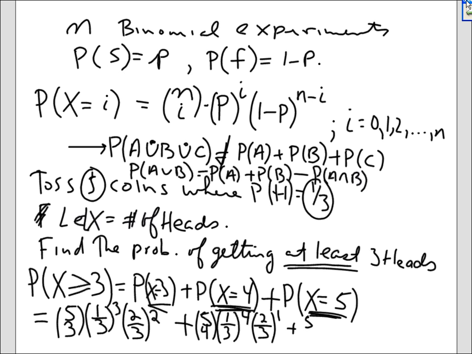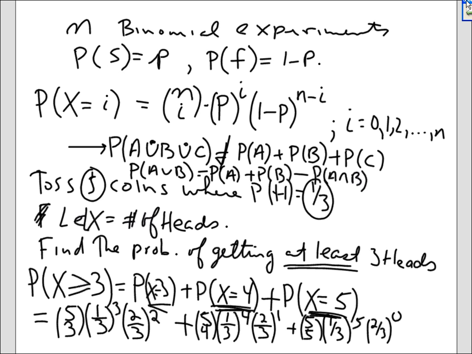Plus, the probability that x is equal to 5. Well, from the 5 slots, you want all 5 to be H's. Probability of H is 1/3 to the 5th times the probability of not an H. You want none. You want just H's, no tails. And there it is. That's the probability that x is at least 3.